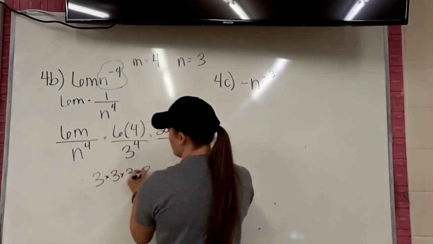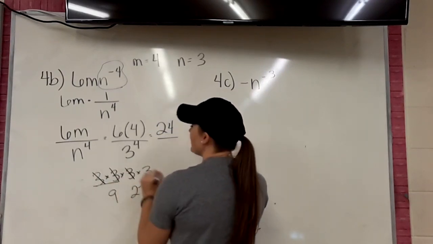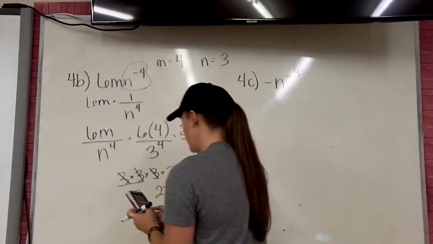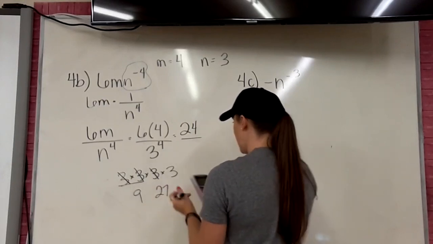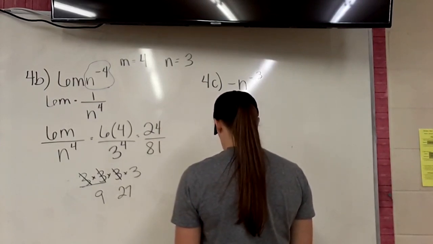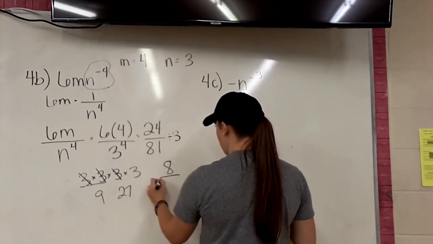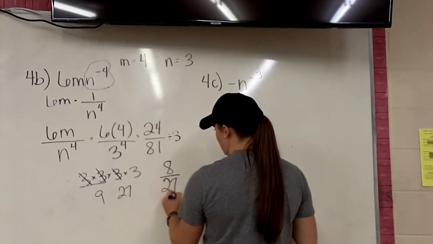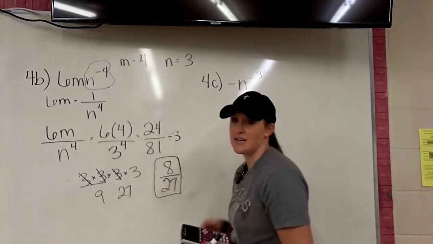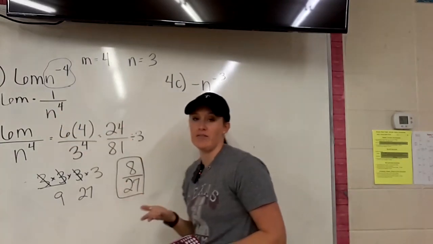I write them down and I cross them off. 3 times 3 is 9. 9 times 3 more is 27 times 3. Double check that in your calculator, or you could just go ahead and do 3 to the 4th power. We get 81. 24 over 81. And we can divide both of those by 3. 24 divided by 3 is 8. 81 divided by 3 is 27. 8 over 27. Okay, I know these are not simple and easy. They take a lot of thinking on rearranging to get a positive exponent because we can't solve a negative exponent.